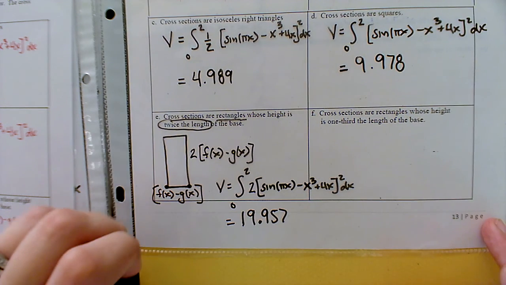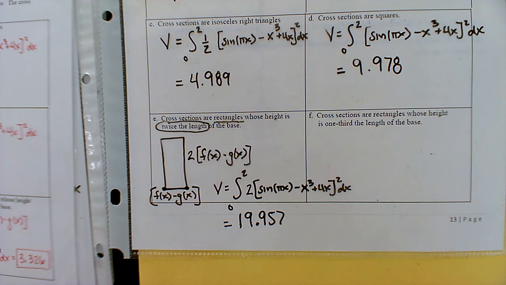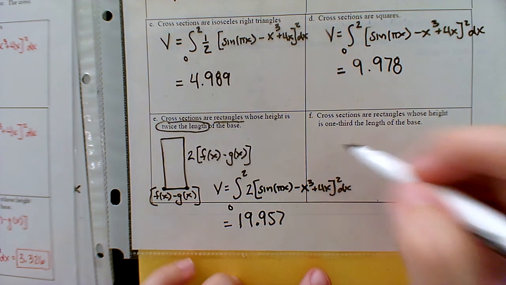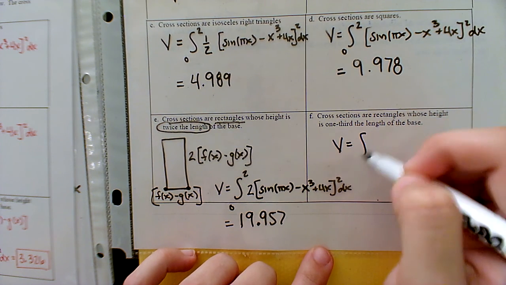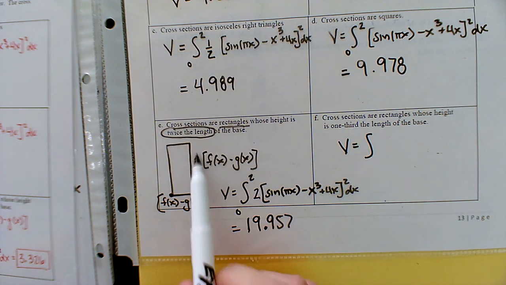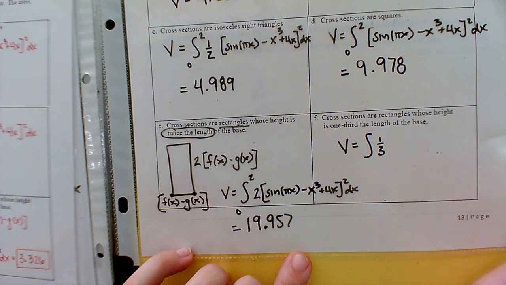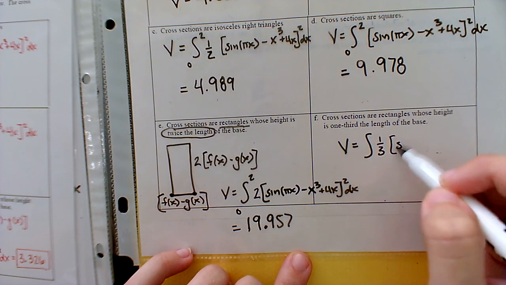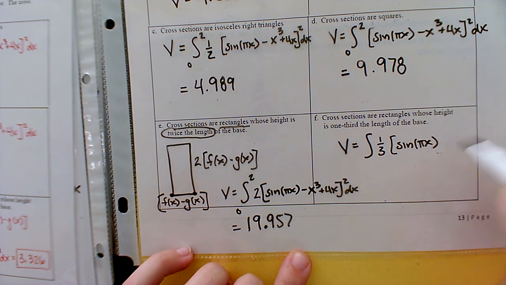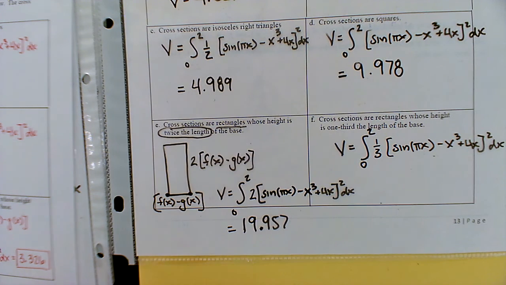Okay. In F, we have a similar rectangle, but this time the height is 1/3 the length of the base. So it's a very small rectangle. Can we think about what the volume integral might look like? Very similar picture to the one we drew over here, just a 1/3 instead of a 2. Notice how the 1/3 would be that coefficient, and we would have the f of x minus g of x squared portion. Still going from 0 to 2.